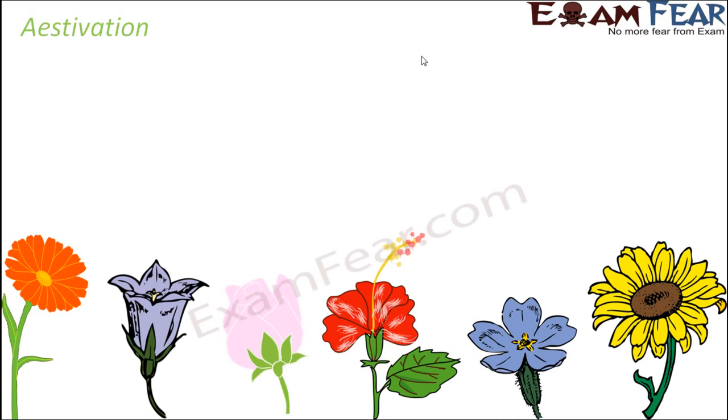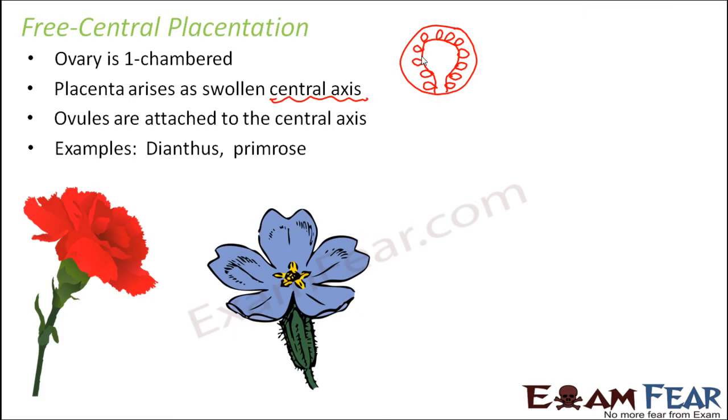Okay. So now let us have a quick review of the 5 types of placentation which we discussed. The first was marginal. That is clear, right? Whenever you think of a pea, you will remember marginal placentation. On one margin, all the ovules will be attached. Next was axile placentation. There, the ovary will be multi-chambered. Remember a tomato. So many locules, and in each locule, the ovules are present along the central axis.